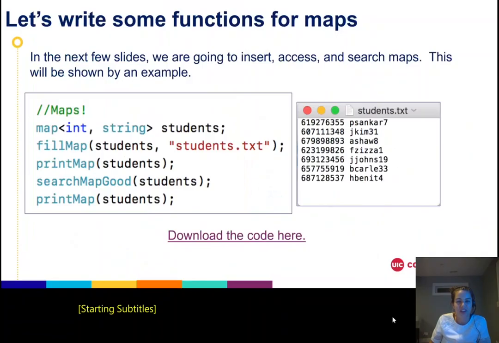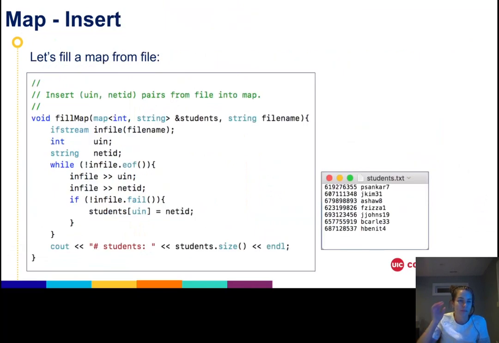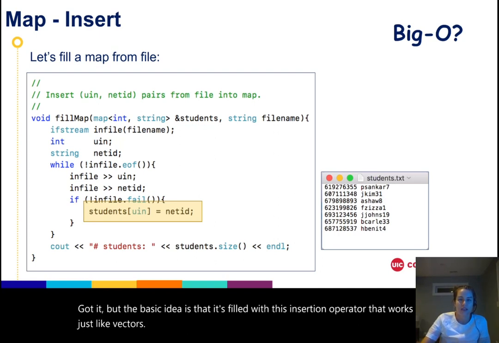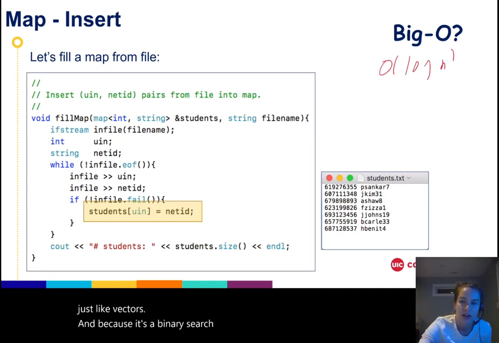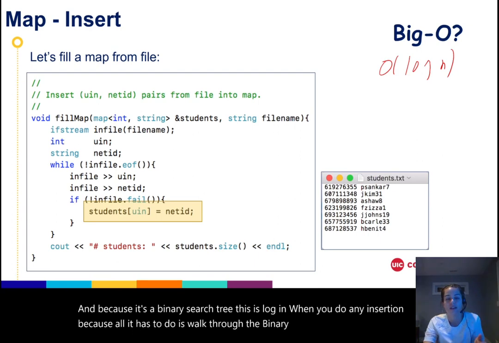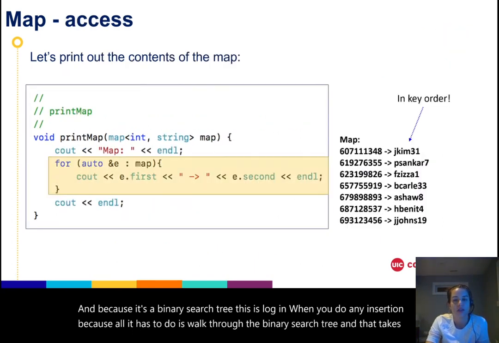There's some kind of finicky things about it, but the basic idea is that it's filled with this insertion operator that works just like vectors. And because it's a binary search tree, this is log n when you do any insertion, because all it has to do is walk through the binary search tree, and that takes log n operations.